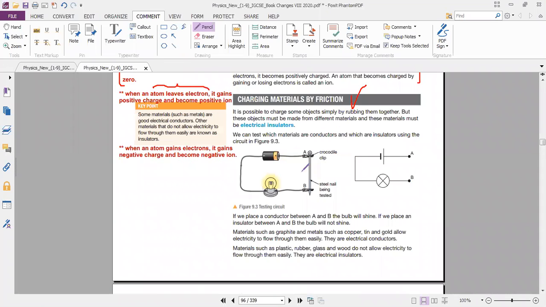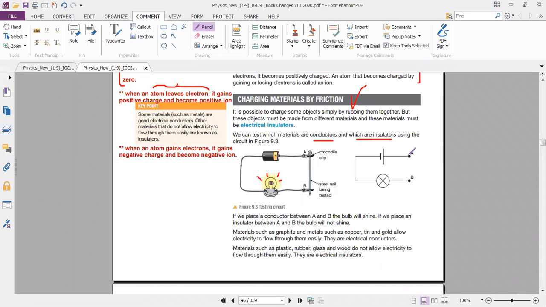So when we rub anything, if the object is an insulator, it gains charge. Look at this. For example, we can test whether a material is a conductor or insulator. Here there is a steel nail. There is a battery, and if you connect this way, the light will turn on. Look at this, the light is turned on. It means that this steel nail is conducting.